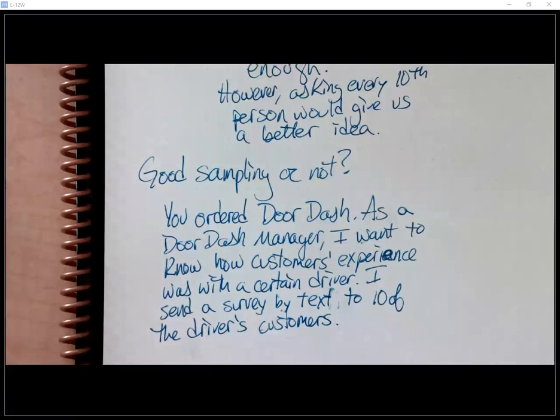Okay, so imagine this scenario. I guess it doesn't really matter that you ordered DoorDash, but anyway, let's pretend that I'm a DoorDash manager. I want to know how the customer's experience has been with a certain driver. So what I do is I go in, I see all their orders for the day, and maybe I pick 10 of those at random and I send them a survey just saying, were you satisfied with your delivery or not? Would that be a good way for me to kind of get a feel for the day if this particular driver was meeting expectations or not?